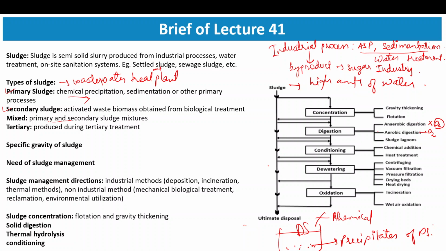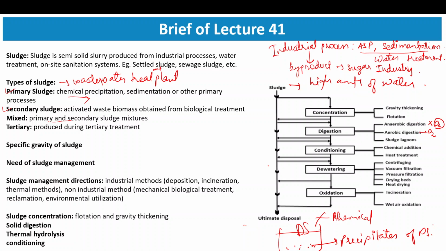Now, next is the conditioning of sludge. Here, similar to coagulation and flocculation, we add some chemical so that the very small particles or sludge material which are not able to settle undergo flocculation, which results in easier settling.